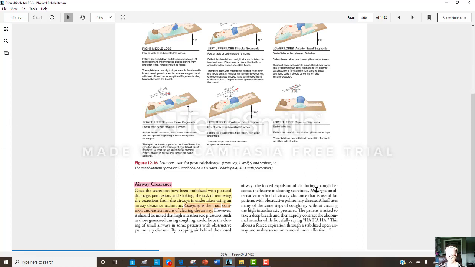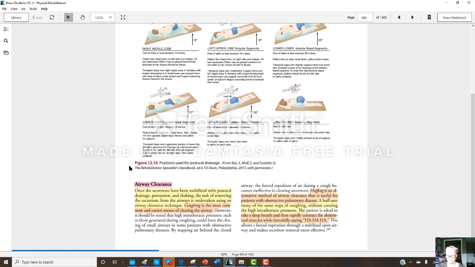Huffing is an alternative method of airway clearance that is useful for patients with obstructive pulmonary disease. A huff uses many of the same steps of coughing, without creating the high intrathoracic pressures. The patient is asked to take a deep breath and then rapidly contract the abdominal muscles while forcefully saying ha-ha-ha-ha. This allows a forced expiration through a stabilized open airway and makes secretion removal more effective.